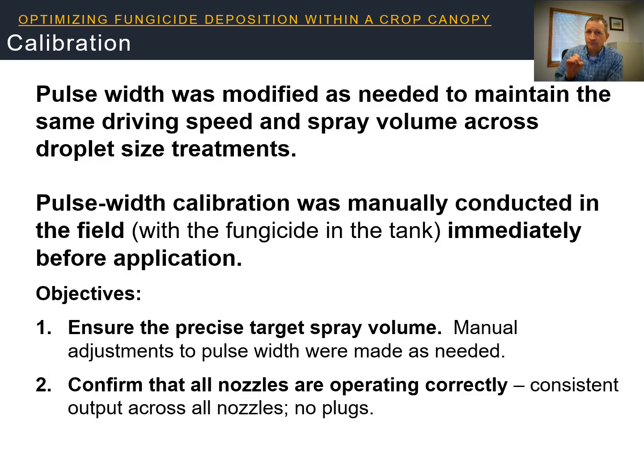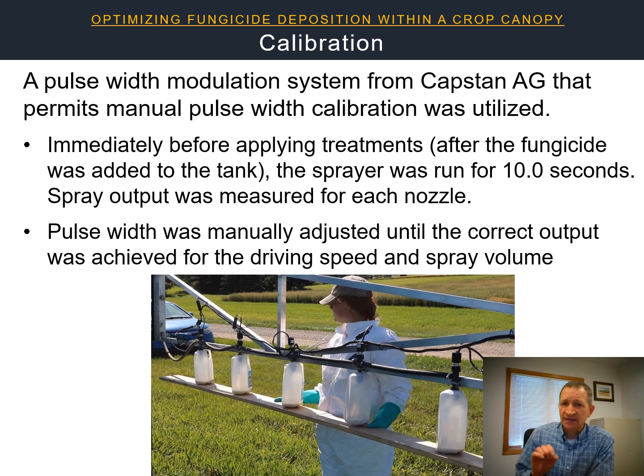As I mentioned before, pulse width was modified as needed to maintain the same driving speed and spray volume across droplet size treatments. We conducted this pulse width modulation calibration manually. What we did was we actually collected the spray output from every nozzle after running the sprayer for precisely 10.0 seconds. If that spray output was a little bit too high or a little bit too low for our 15 gallon acre spray volume, we adjusted our pulse width until the spray output was perfect. In this way, we ensured that the spray volume was precise.